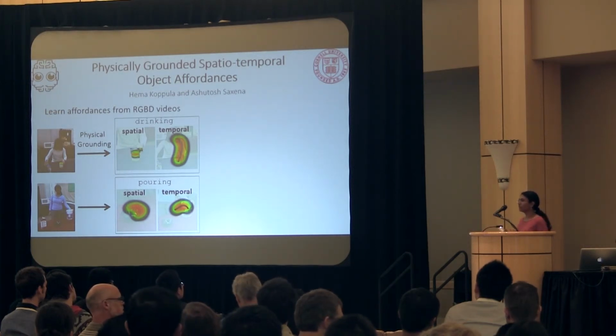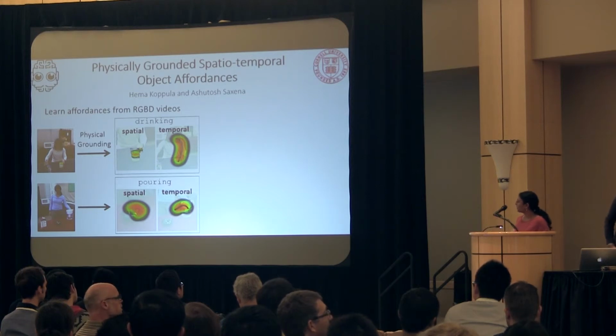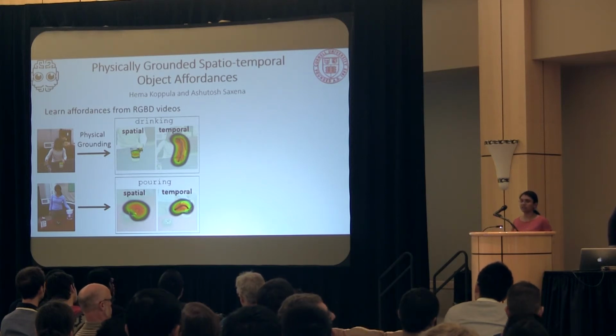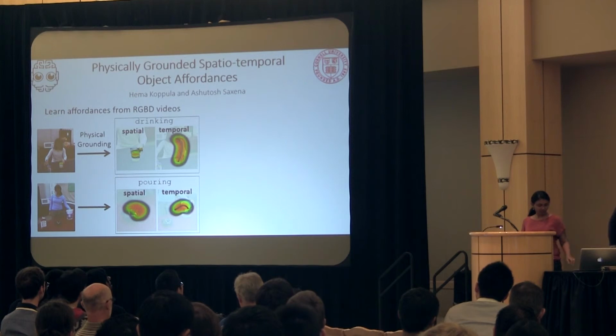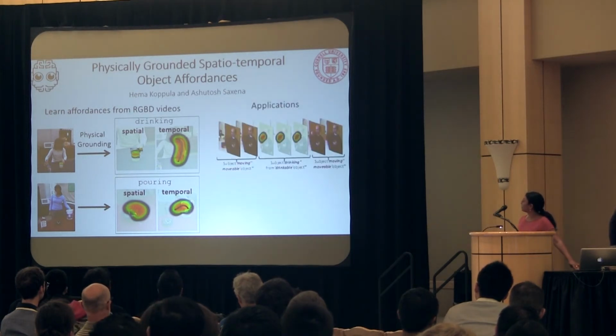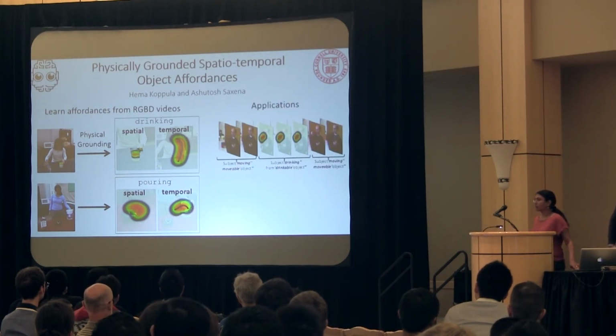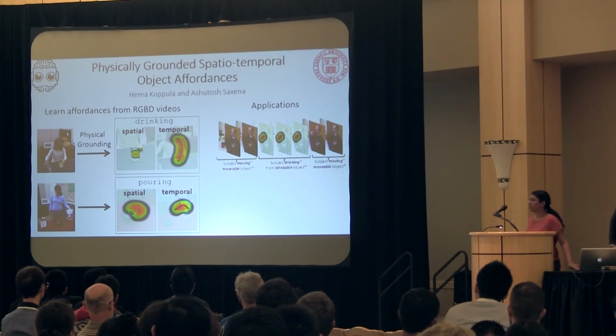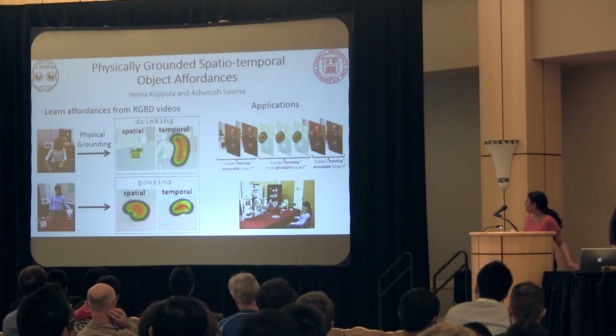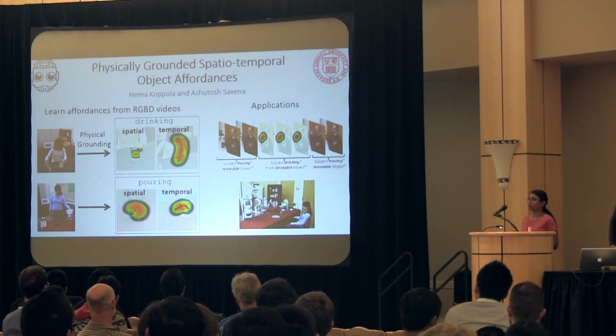We learn such representation from looking at people perform various activities. And having such a rich representation allows us to have better activity understanding. This is one of the applications which we show in our paper. And also, such an understanding can be used by robots to do various tasks.